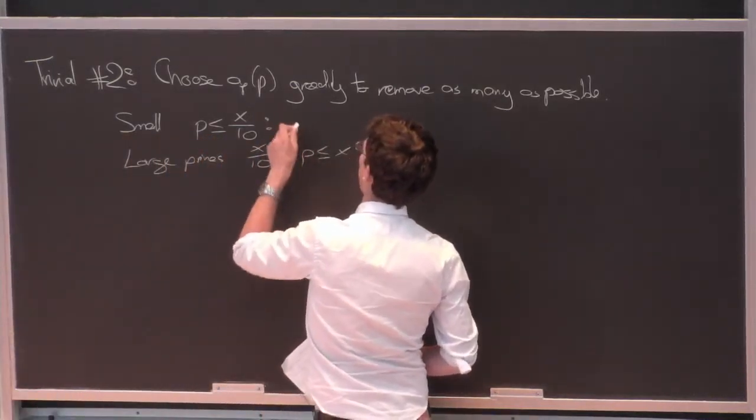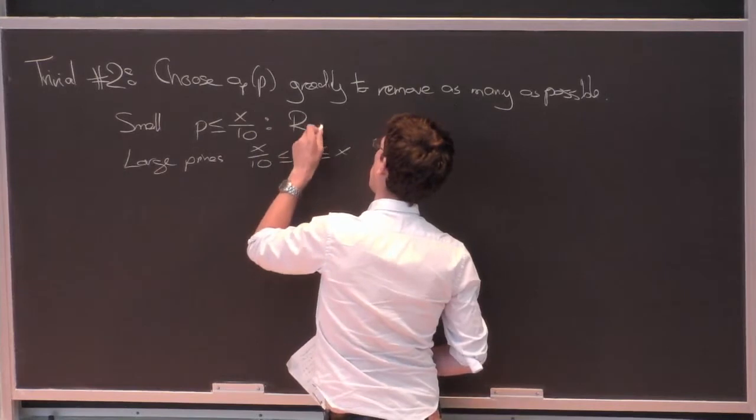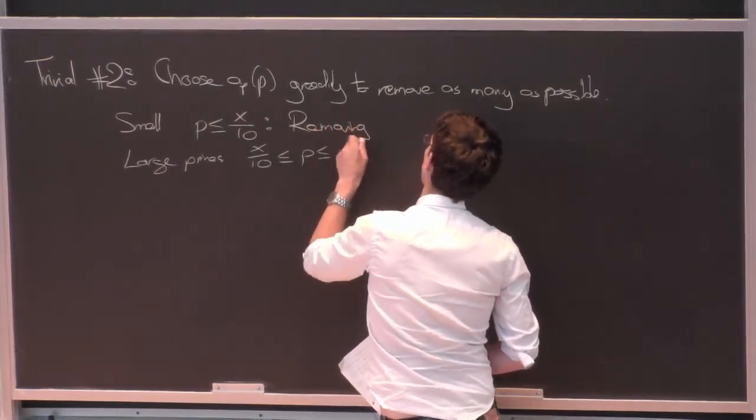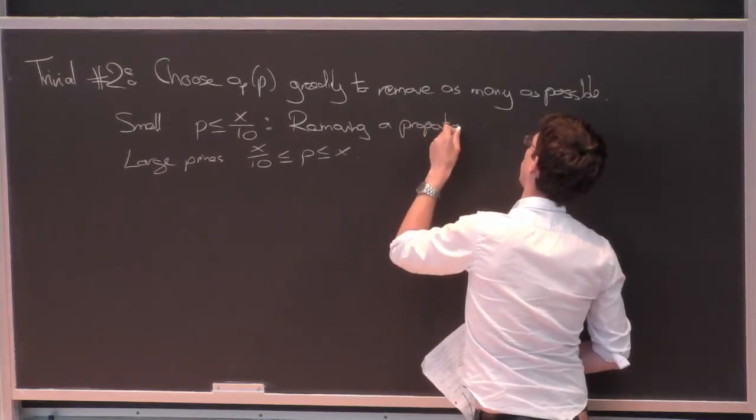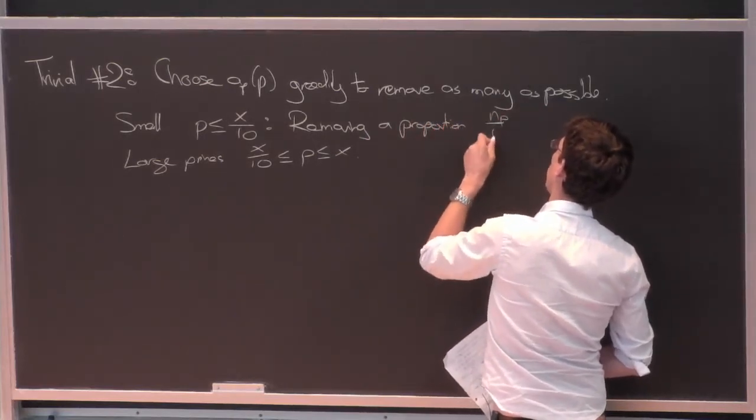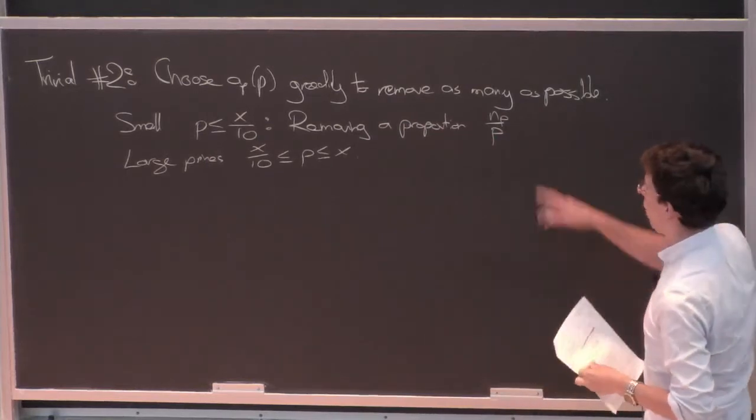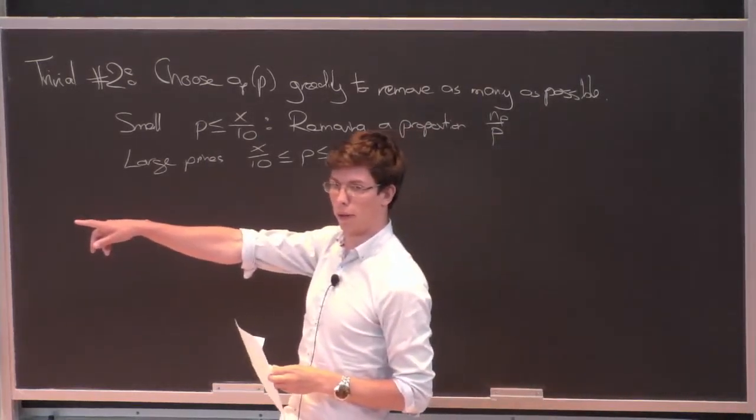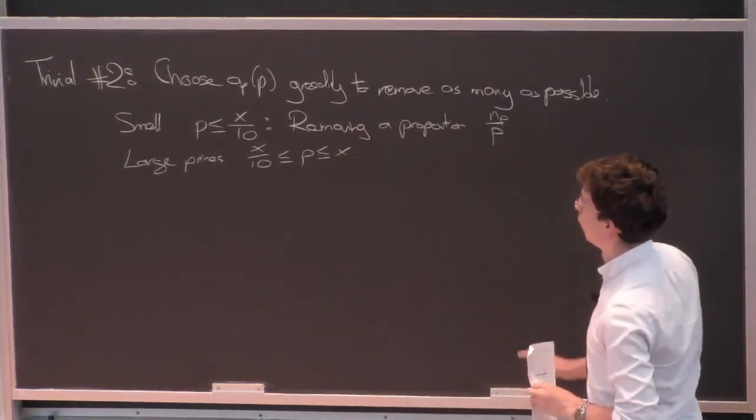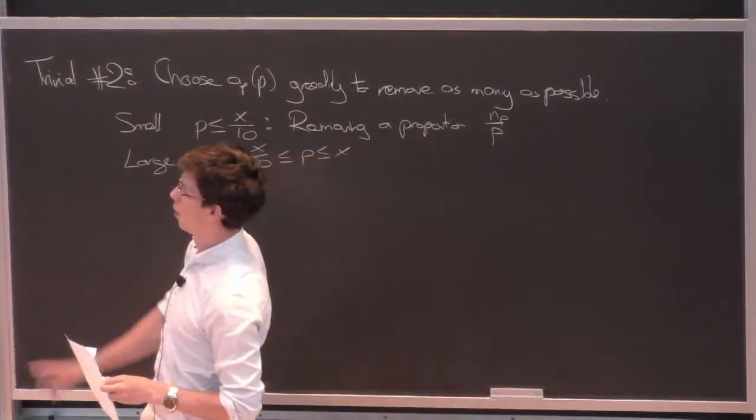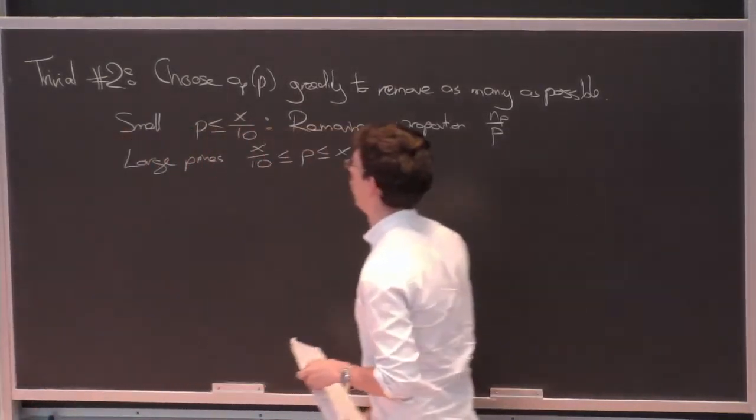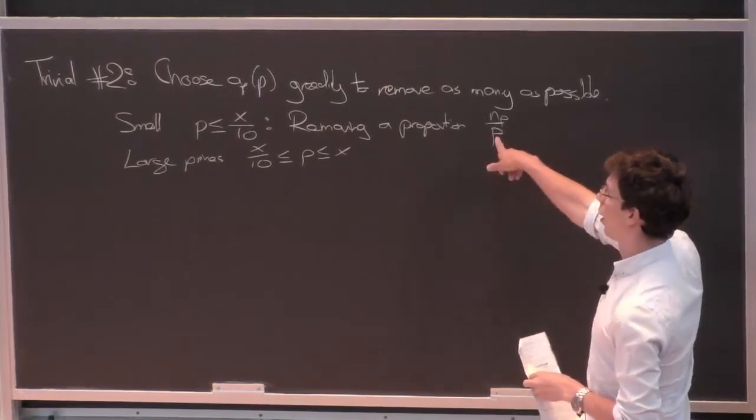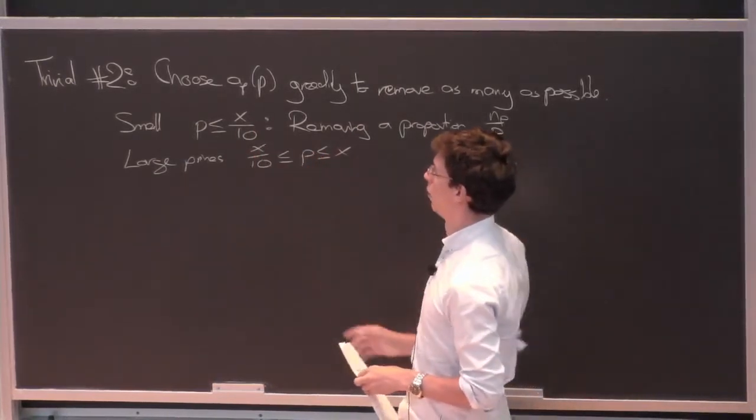And so we're removing a proportion NP over P, where NP is the number of roots of f modulo P. So in the case of just f of n equals n, at every stage for these small primes, we're certainly removing a proportion 1 over P of the possible residue classes. But this is quite inefficient when the primes start getting pretty large.